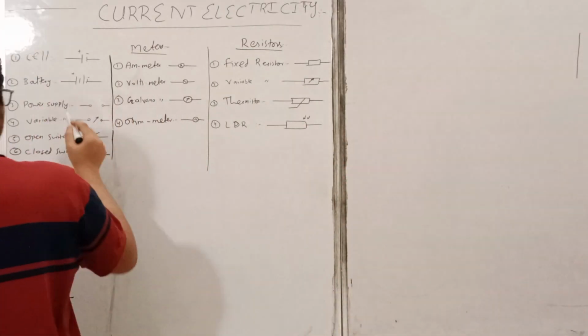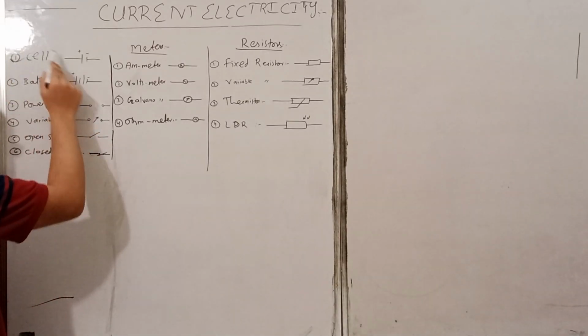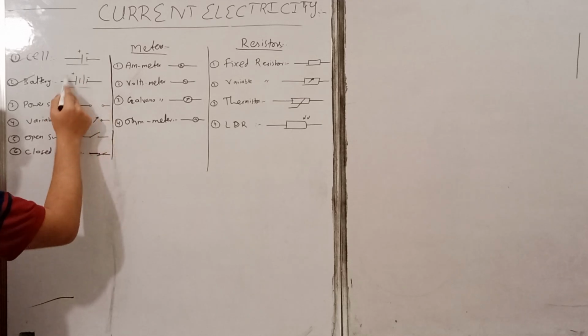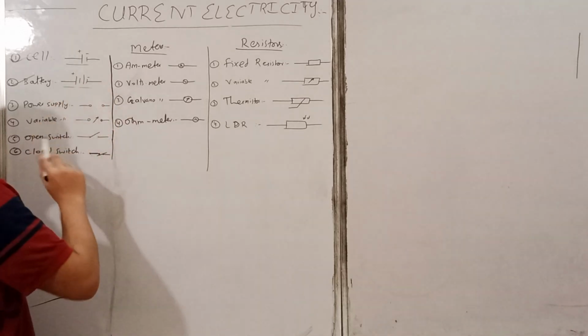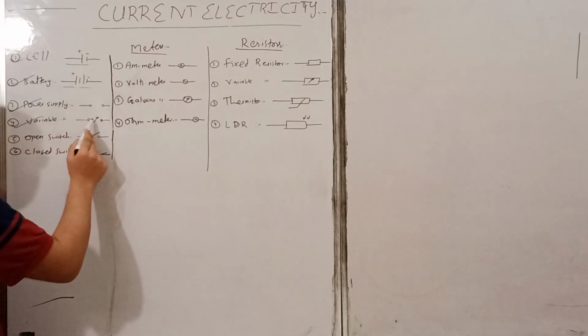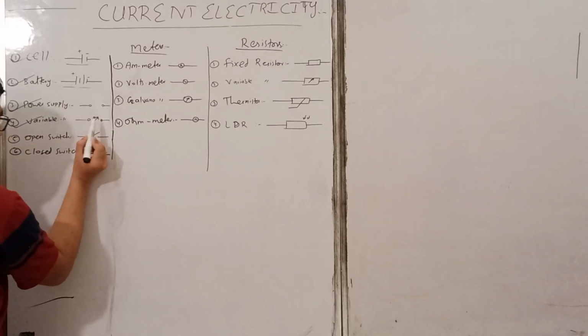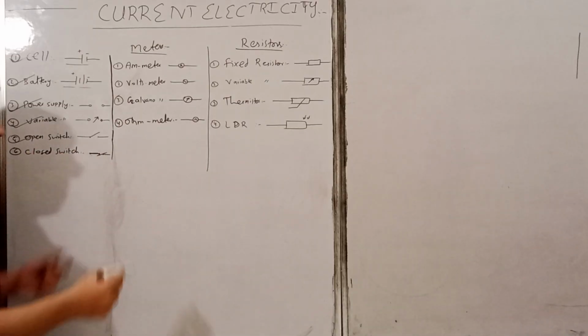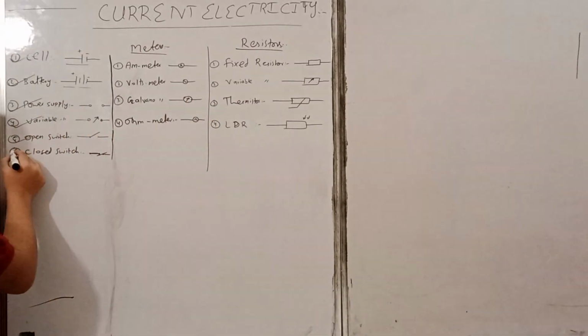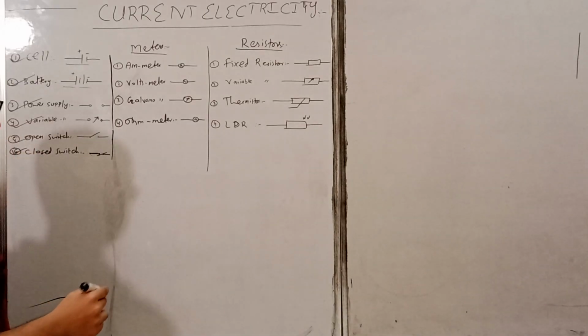The first category is cell. It looks like this. The second is battery. It looks like this, which has a set of positive and negative terminals. Third one is power supply. Fourth one is variable power supply with an arrow in between. Fifth one is open switch, through which current can't pass because the circuit is not completed. And sixth one is closed switch, through which current can pass.